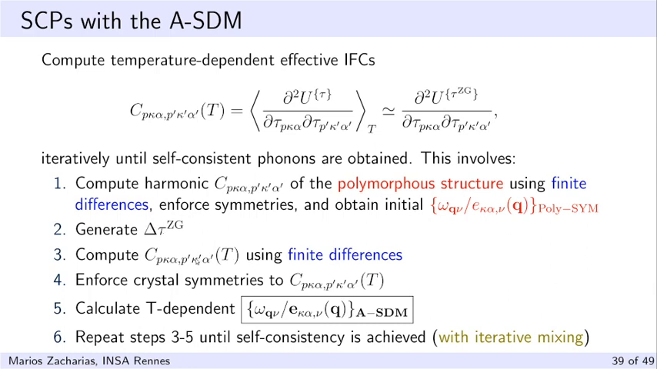Then we generate the special displacements using this initial set, and then we compute interatomic force constants at finite temperatures using finite differences with the ZG configuration. Then we enforce the crystal symmetries, and we calculate temperature-dependent phonon frequencies and phonon polarization vectors. And we repeat these three steps. Actually, the methodology is quite simple until we obtain self-consistency in our phonon polarization vectors and phonon frequencies.